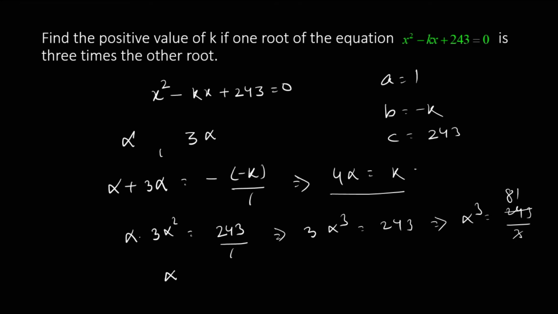So alpha into 3 alpha, this is 3 alpha square. So alpha square is equal to 81, so alpha is equal to 9. Alpha is plus minus 9 because we take the square root. Here we have to find the value of k. The value of k is 4 alpha, so 4 into plus minus 9, so we have two values of k, that is plus minus 36. So this is the answer of the given question.